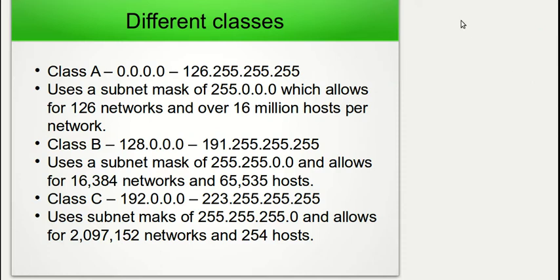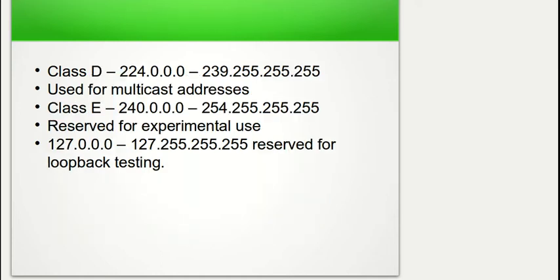These classes of addresses were originally designed when IP first came out, and were designed to cater to different network needs. But we'll talk about variable length subnet masking and subnetting in general in a later video. We also have Class D and Class E networks. So Class D networks are used for multicast.